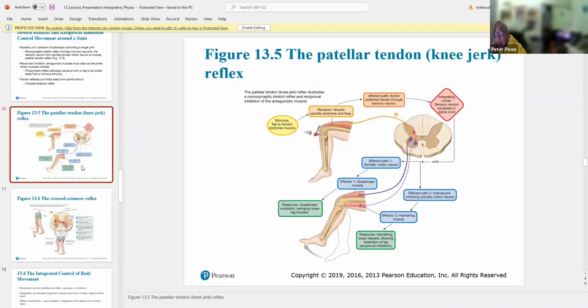That's why a lot of times when you're trying to do this, especially if you're nervous, in the lab, you hit the hammer and nothing happens. It's because you're consciously contracting your hamstrings or keeping them contracted.